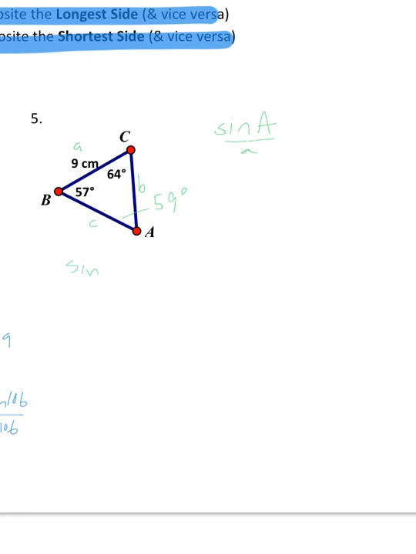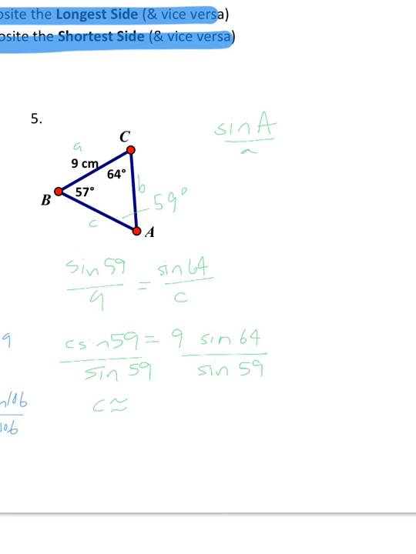So sine of 59 degrees over 9 equals the sine of 64, for example, over lowercase c. If I multiply both sides to get rid of the denominator, I'll have c sine 59 equals 9 times the sine of 64. Divide both sides by the sine of 59. Be sure that you close out the 64 before plugging it into the calculator. You should get c is about 9.44 centimeters.